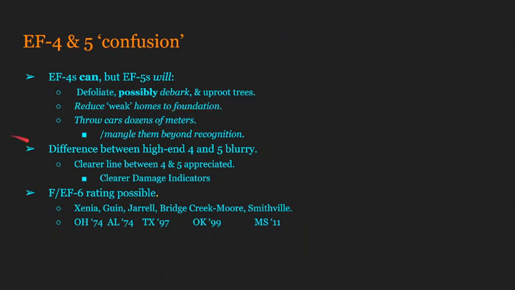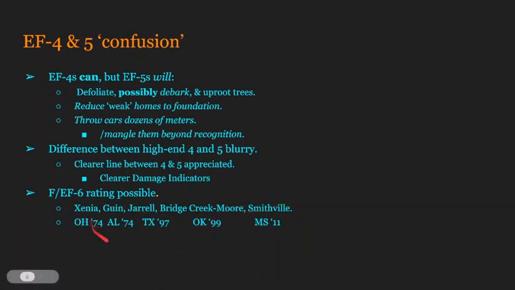Like I said before, the difference between a high-end 4 and 5 is quite blurry, and a clearer line between the two would be appreciated, although there's not exactly much that you can do. This could possibly include specific damage indicators for a high-end 4 compared to 5. And by 4 and 5, I'm talking either side, I'm talking specifically on the EF spectrum. And this is just my personal opinion. The F6 or EF6 rating is definitely possible.